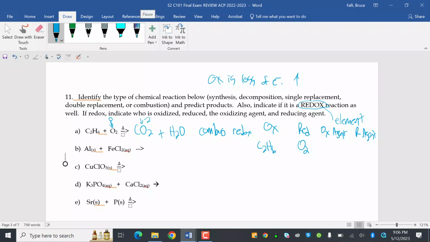If you are oxidized, you are the reducing agent, C2H6. The thing that is oxidized becomes the opposite agent. The oxidizing agent is the thing that's reduced.